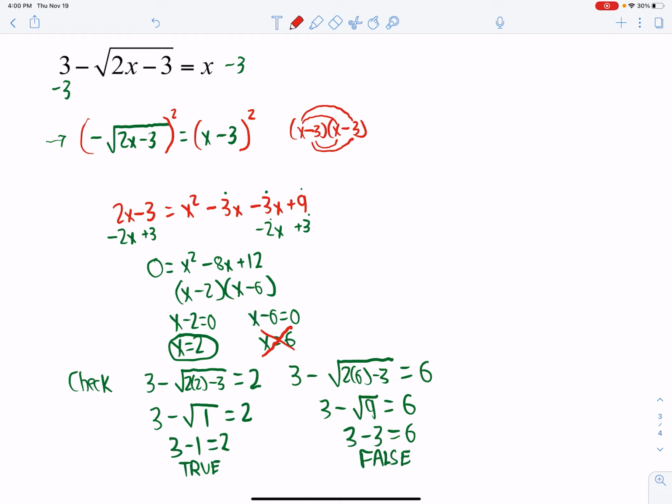The examples that we had always ended up with one true and one false answer, but you do sometimes end up with both answers true or both answers false. So you do need to go through that checking step for each answer to see if they're true or false.